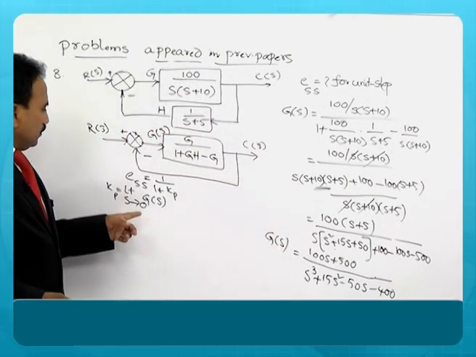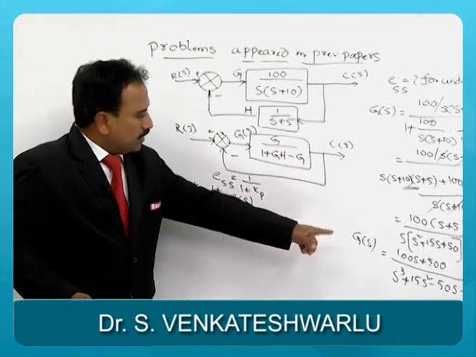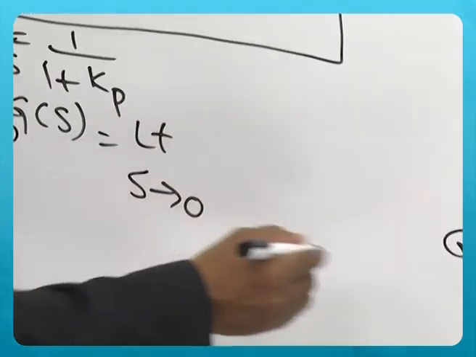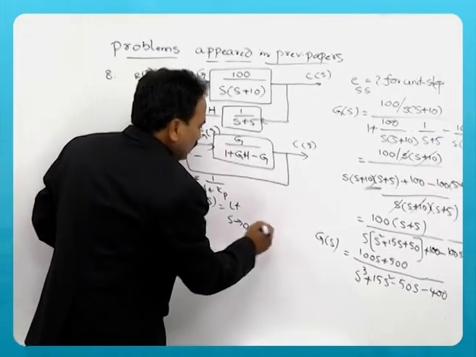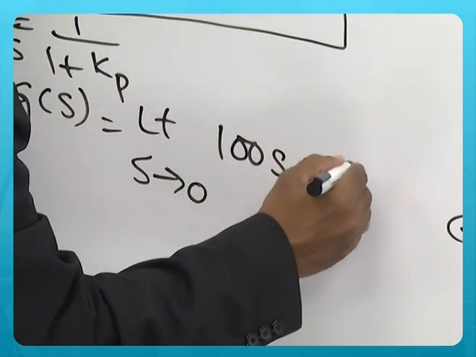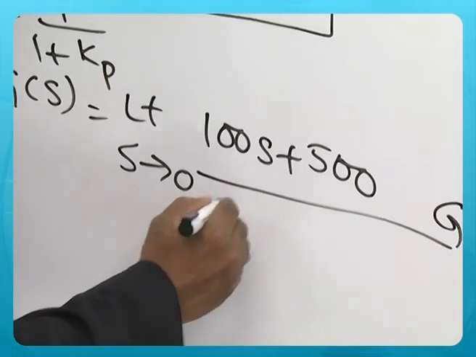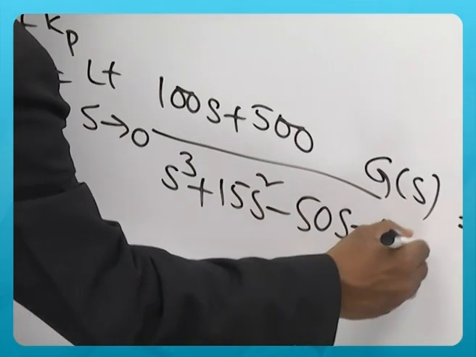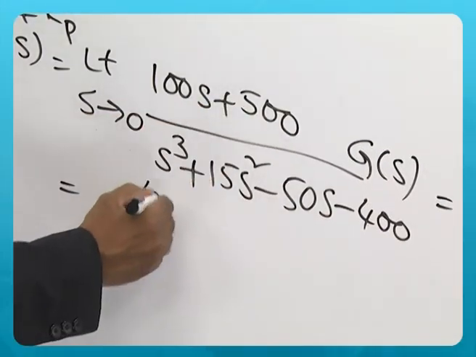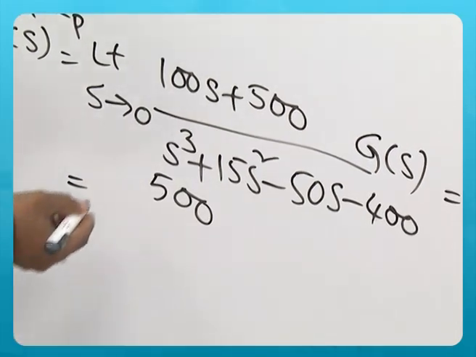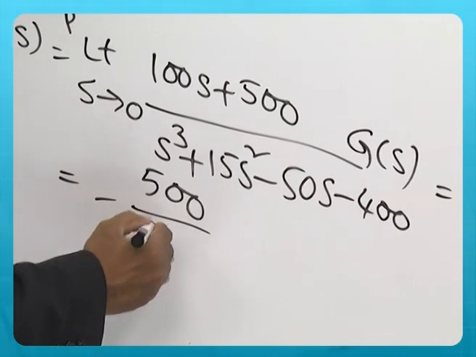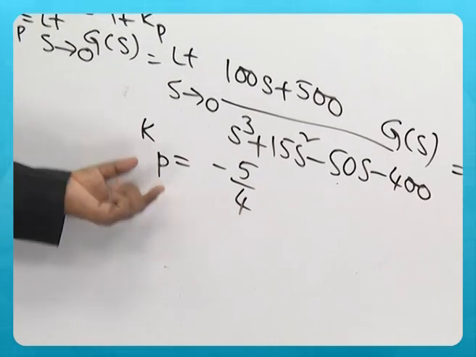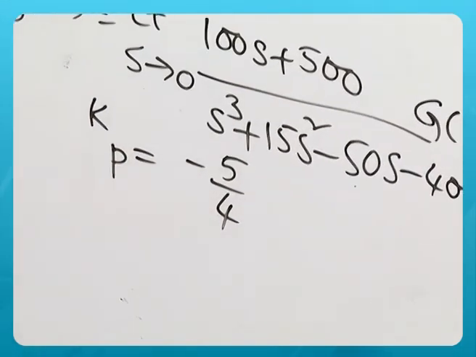Now you need to calculate the position error constant for this G of s. So this is given by limit s tending to 0 of this whole function, 100s plus 500 by s cube plus 15s square minus 50s minus 400. So when you substitute 0, in the numerator you have 500, and in the denominator all this will go and there is a minus here, so 5 by 4. The position error constant for this non-unity feedback control system you got is minus 5 by 4.